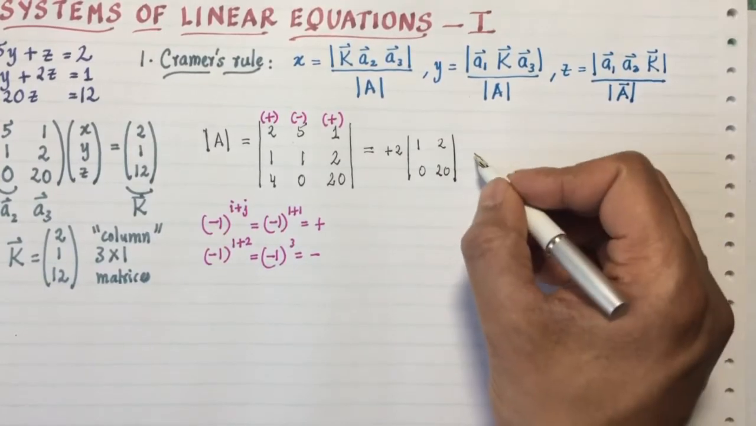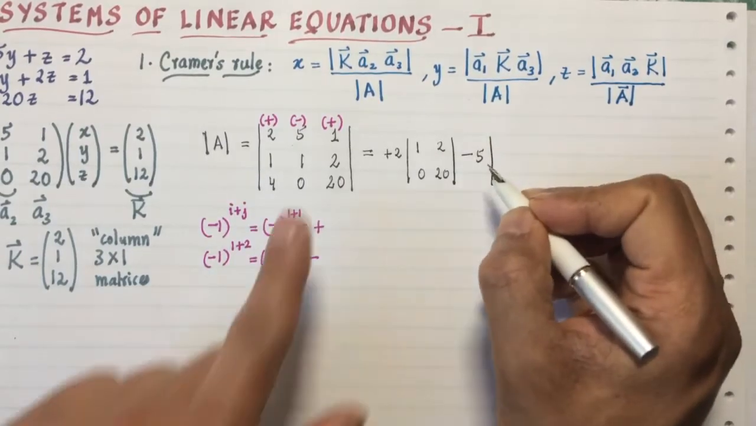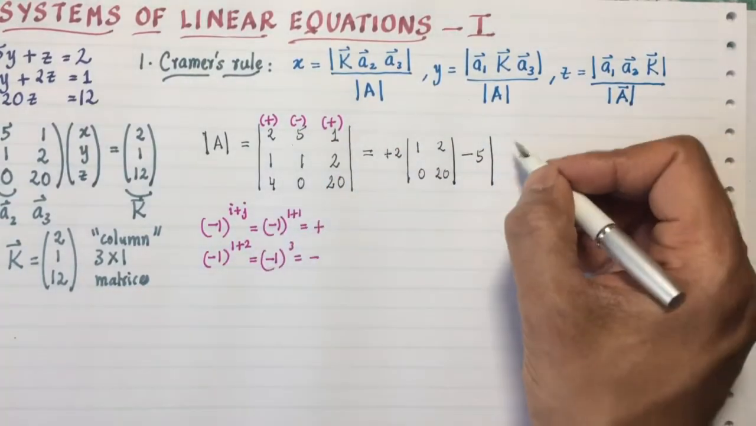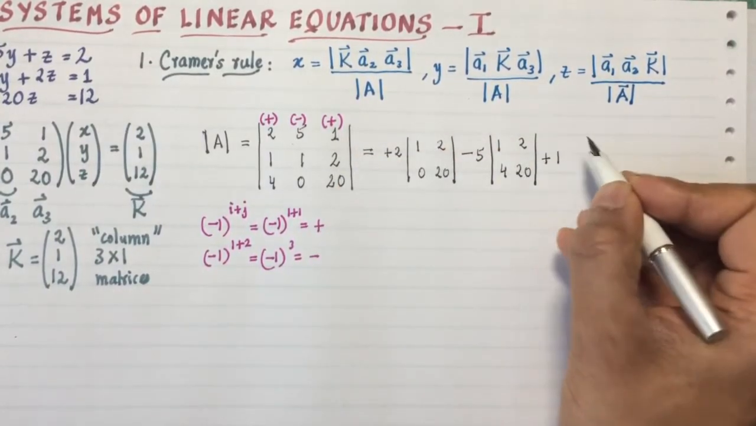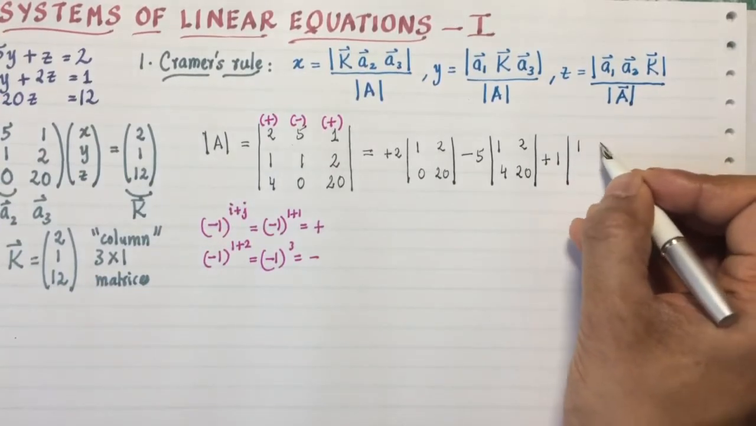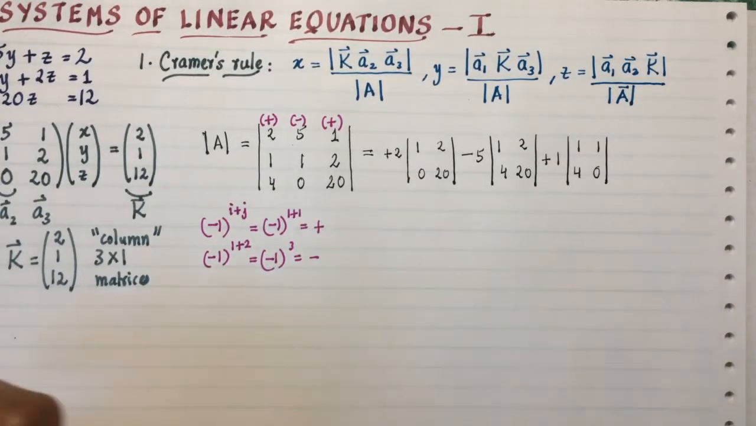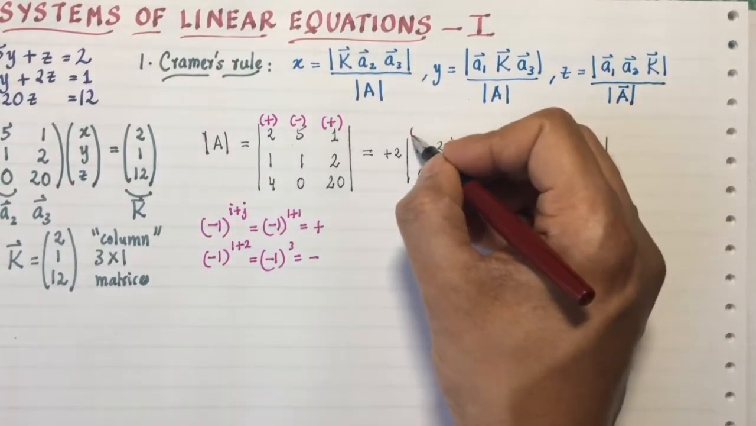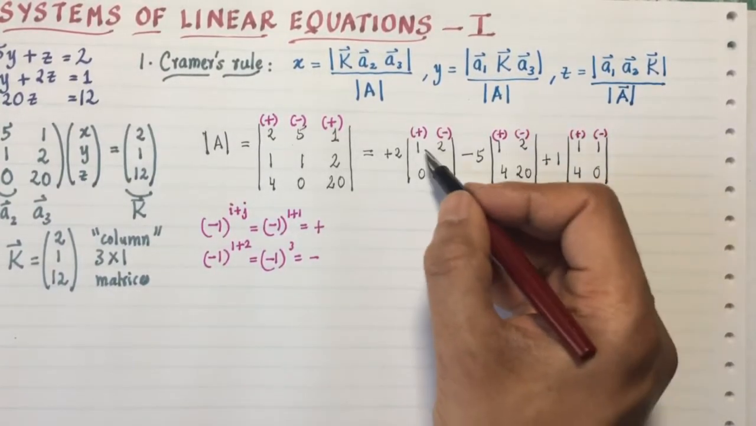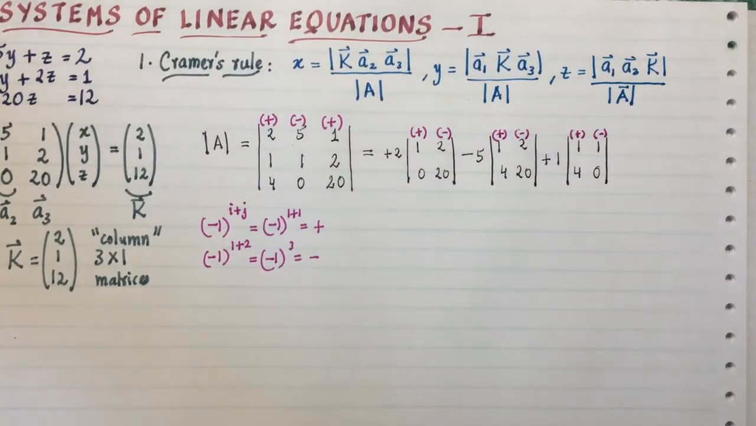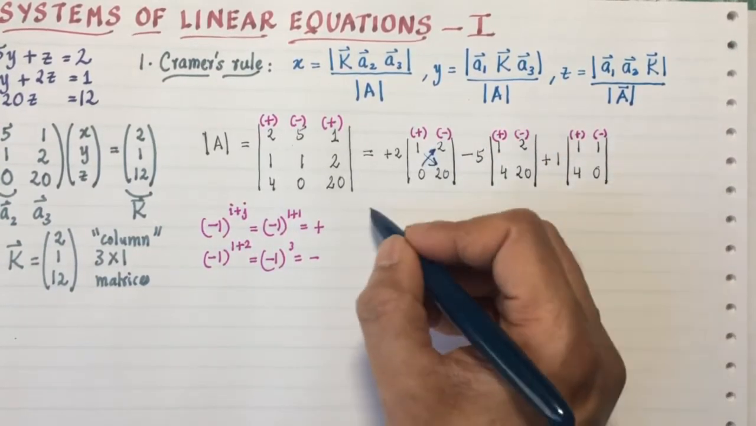Then we play the same game with the remaining values. So I get minus 5, and this leaves us 1, 2, 4, 20. And then plus 1 times 1, 1, 4, 0. Okay, now we can play the same game again. So that gives you a plus sign, minus sign, plus, minus, plus, minus, and you can expand it again like that. But it's really the same as doing 1 times 20 minus 2 times 0. So you can do it that way too.